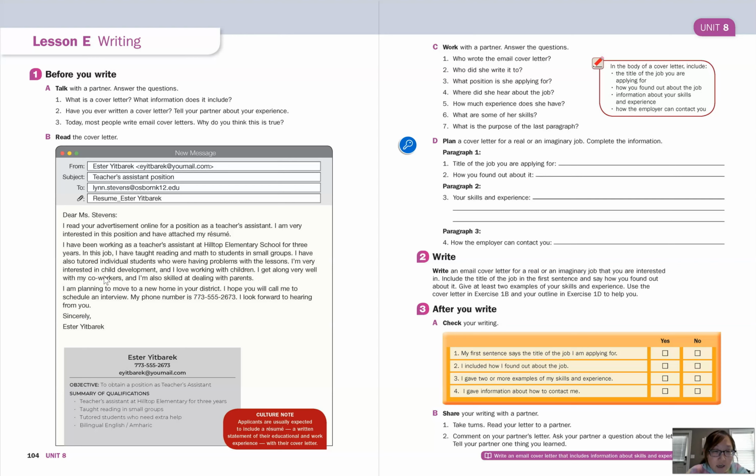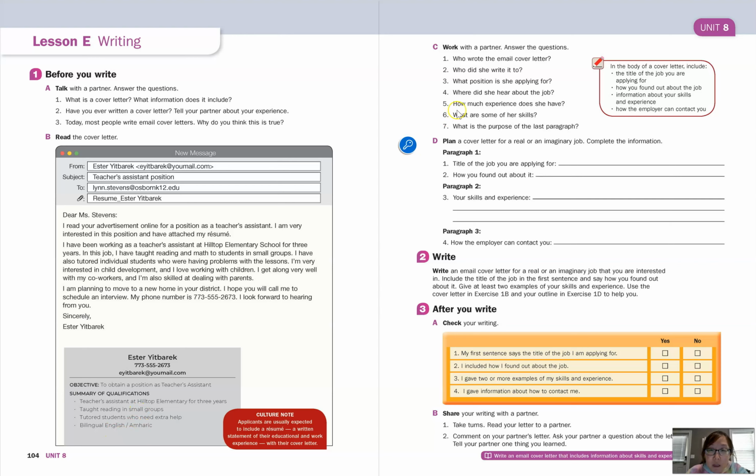So you could say she gets along very well with her coworkers. She is skilled at dealing with parents, and she can speak English and Amharic. So you want to include language skills too. Okay, and she doesn't mention it in the cover letter, but she includes it here. So it's good to include that as well.